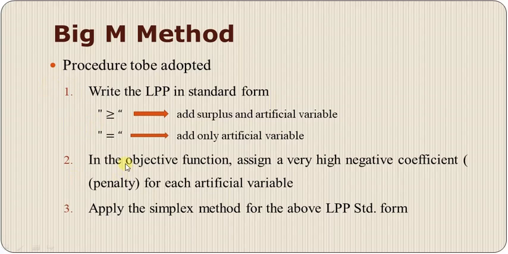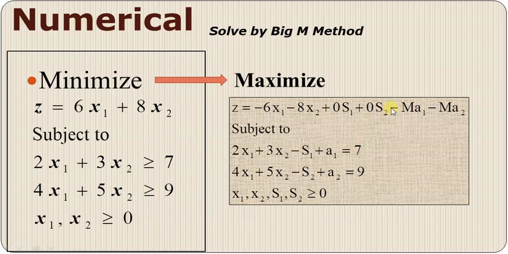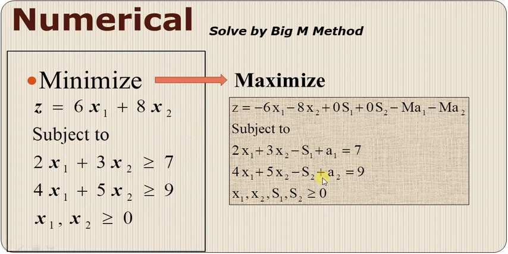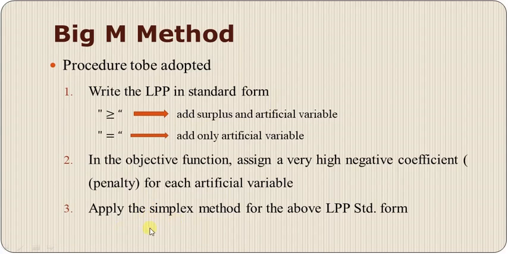In the second step, in the objective function, assign a very high negative coefficient for each artificial variable. It means we have added minus M, which has a very huge value, up to infinity, because of this maximum or big value of M, it is called the Big M method. Very high negative coefficient for each artificial variable. So we have added minus M and minus M to these two artificial variables. Then we can apply the simplex method for the above standard LPP after converting all the inequalities into equalities.